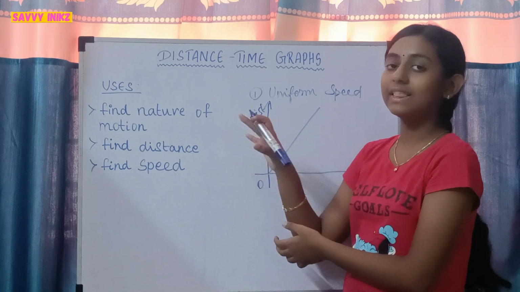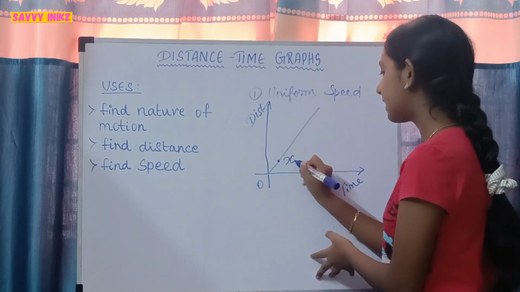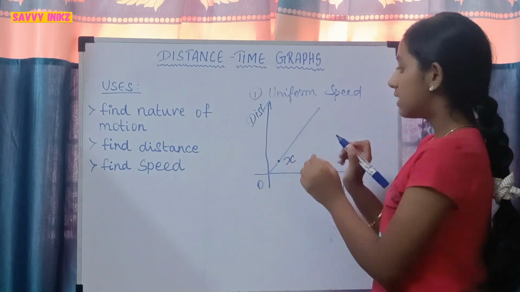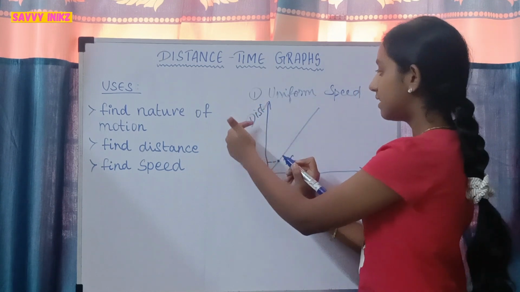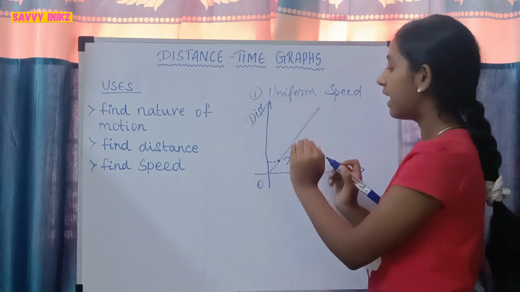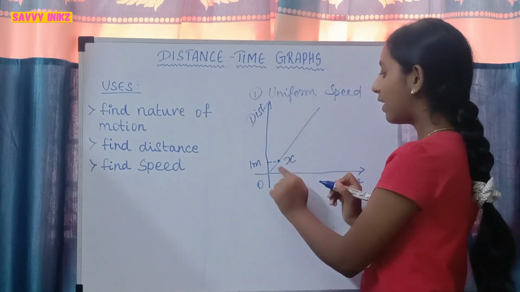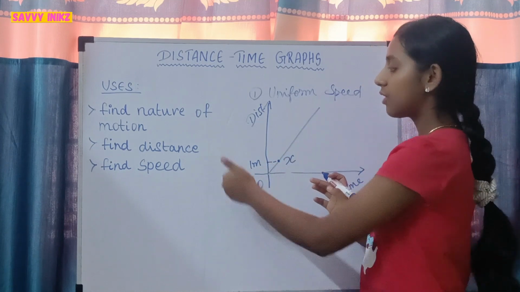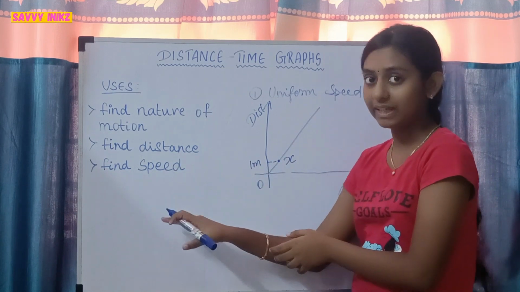Next, we can find the distance. How would I take a point such as point X and find the distance traveled at this particular time? For this, I have to check the distance axis and check which number is parallel to the X point. So I'm taking 1 meter. That means at this point, the body has completed 1 meter, according to the distance axis. The next is we can find the speed.